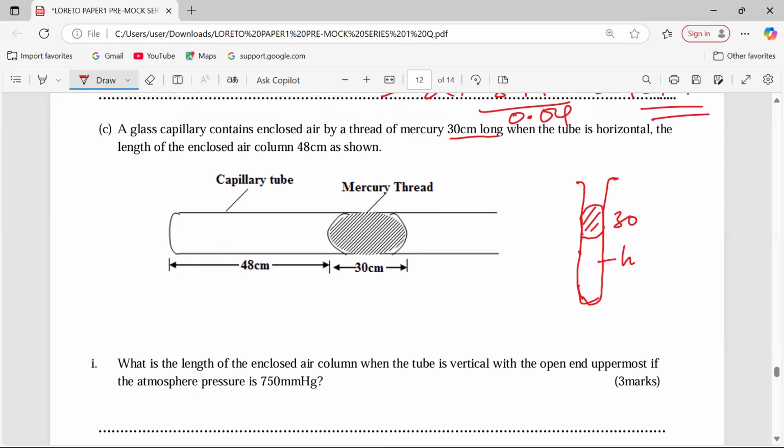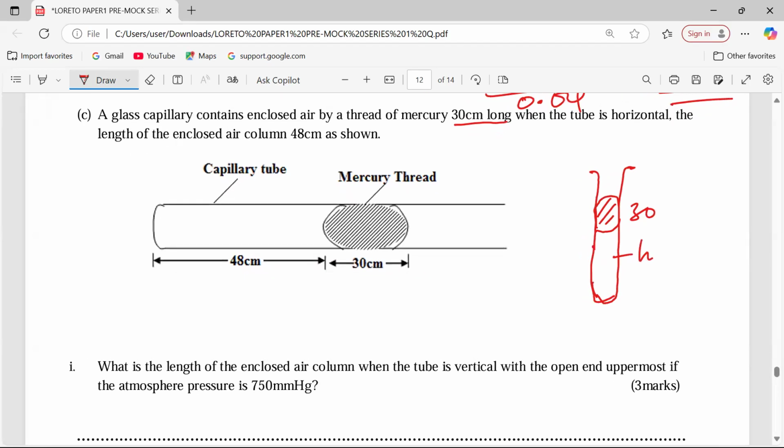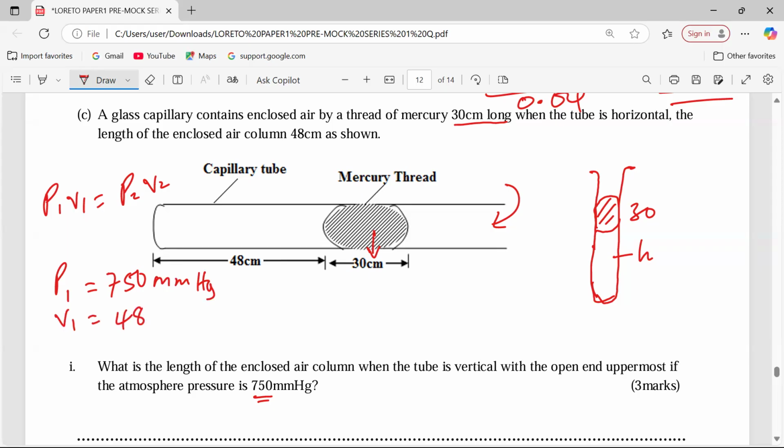This height is actually an application of Boyle's law of an ideal gas. The heights of the air column represent volume. So we know that pressure 1 times volume 1 equals pressure 2 times volume 2. So what is pressure 1? In the first case, because the weight of the mercury thread is acting downwards, the pressure acting here is only the pressure due to atmosphere. That is 750 millimeters of mercury. Then volume 1 is the height, 48 centimeters.